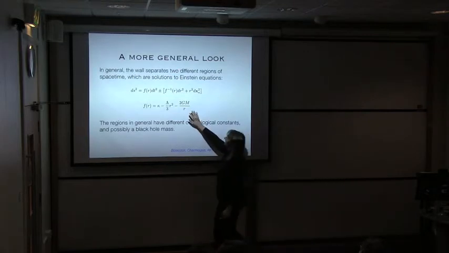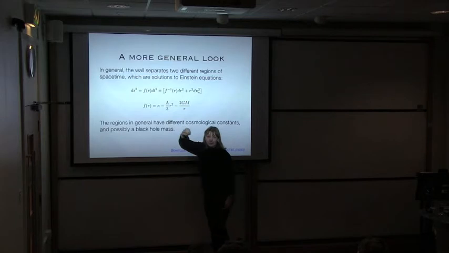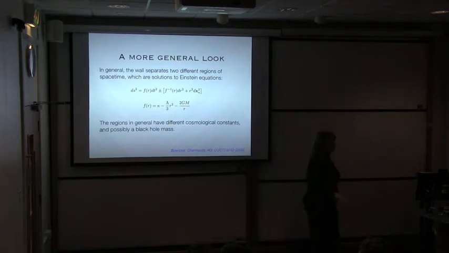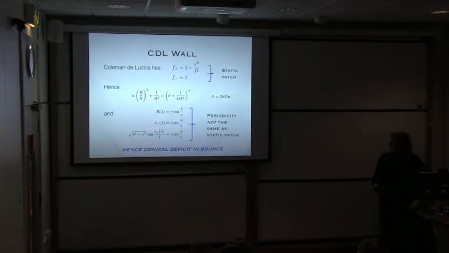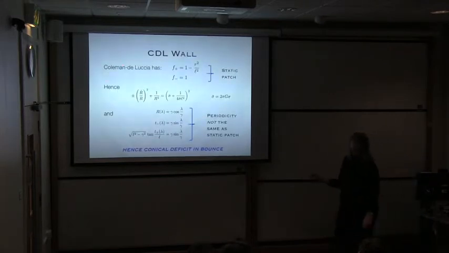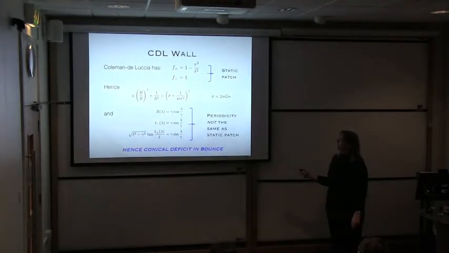All I do to get de Sitter space is cross off 2GM on R, and in that case, I make kappa equal to 1, that's de Sitter space. But that's not a time-dependent cosmology, that's just de Sitter in a static patch. So that's what you have to do for Coleman and De Luccia. This is de Sitter, this is Minkowski, and you have to go across the wall.